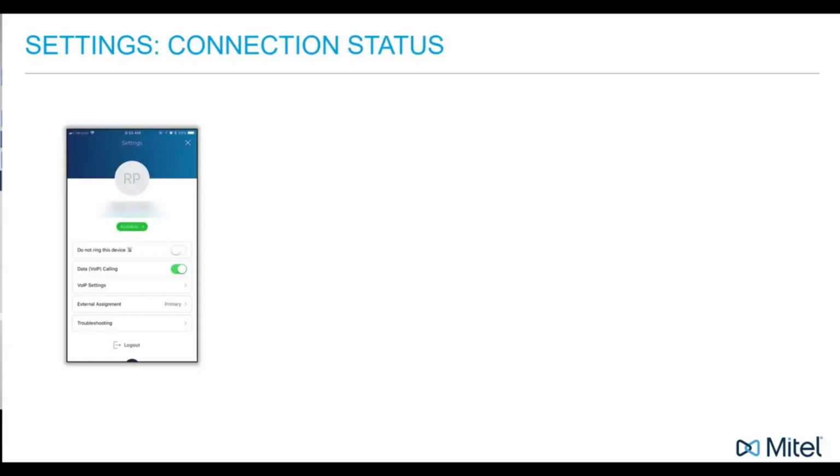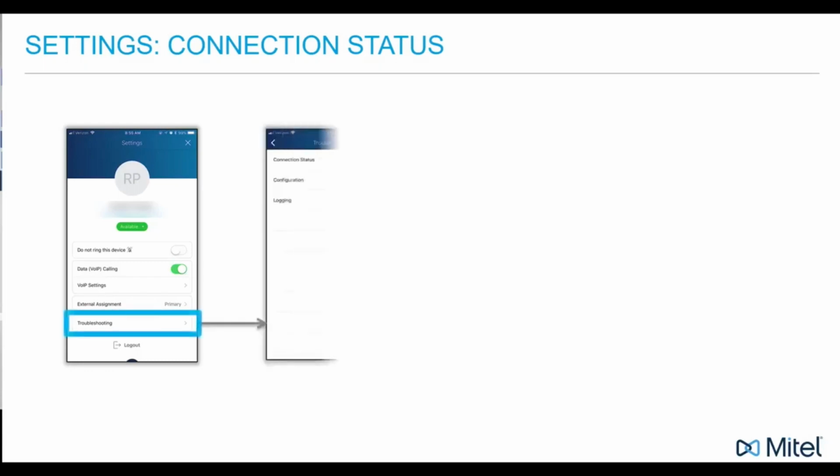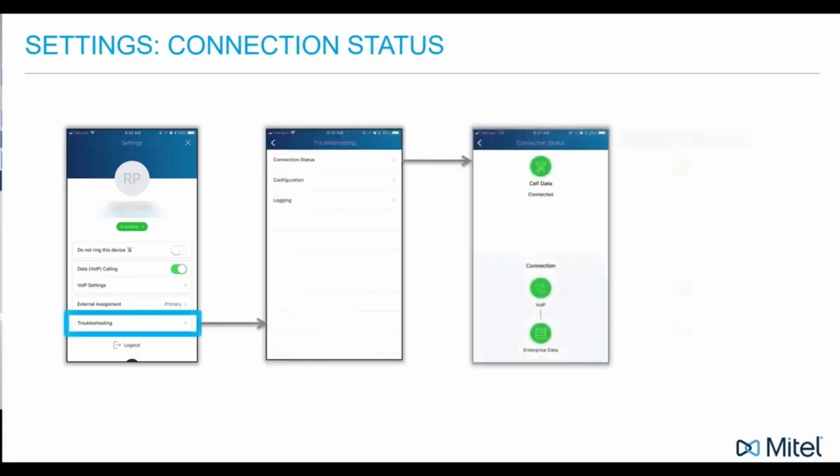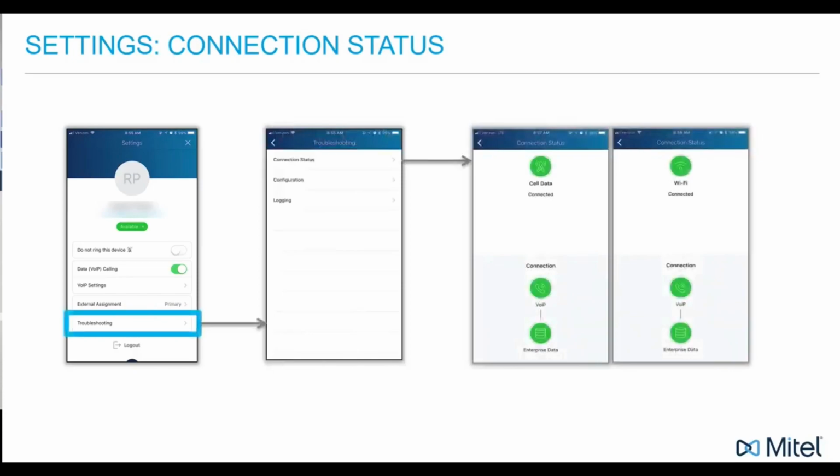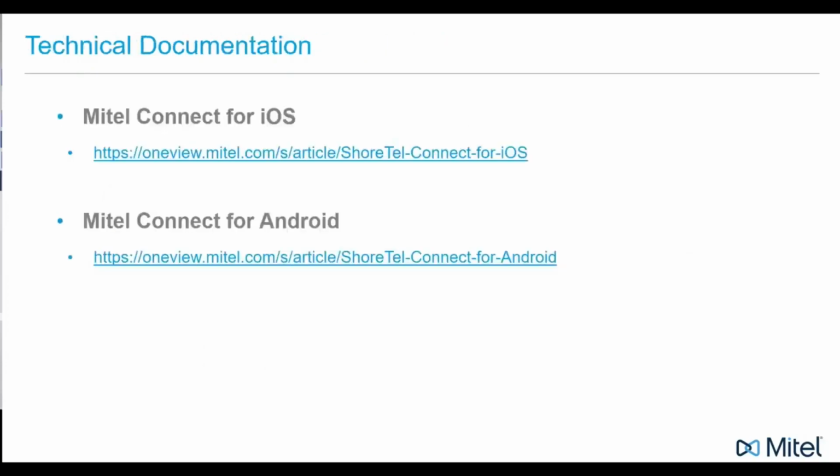This could be useful if you're experiencing issues when sending or receiving calls. In Settings, click on Troubleshooting and then on Connection Status to show your connection status via the cellular and Wi-Fi networks. For additional details using the Connect for Mobile client, consult the product documentation.